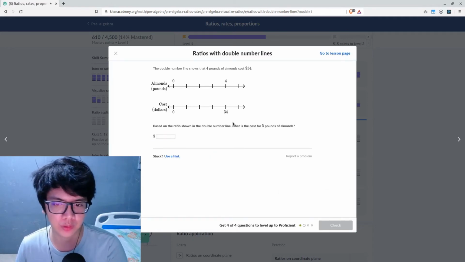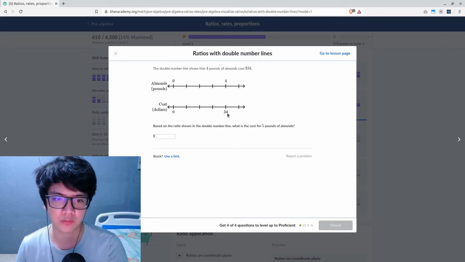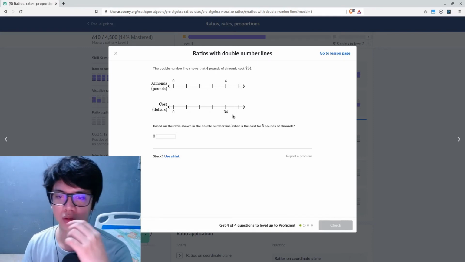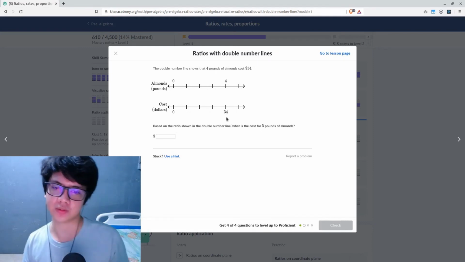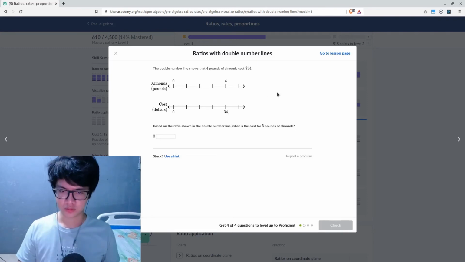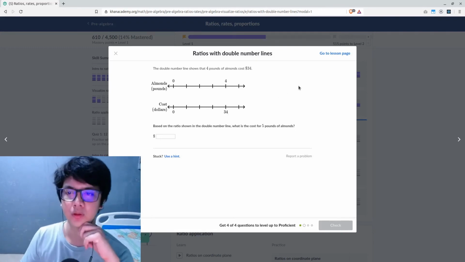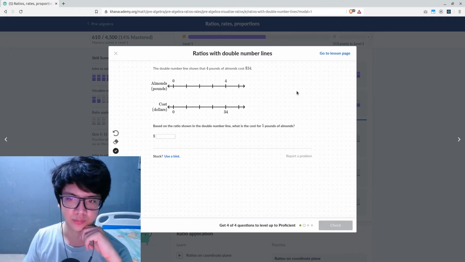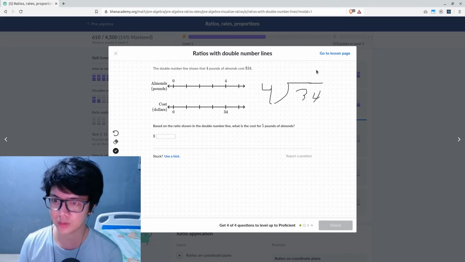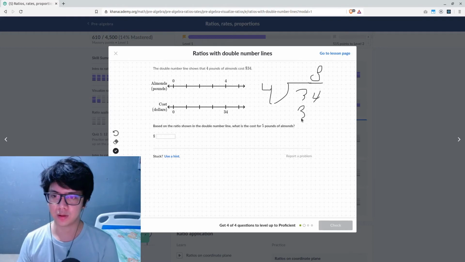Okay. 5 almonds divided by 4. This thing. No, we can't even divide this by 4. So let's see. 8, 32.